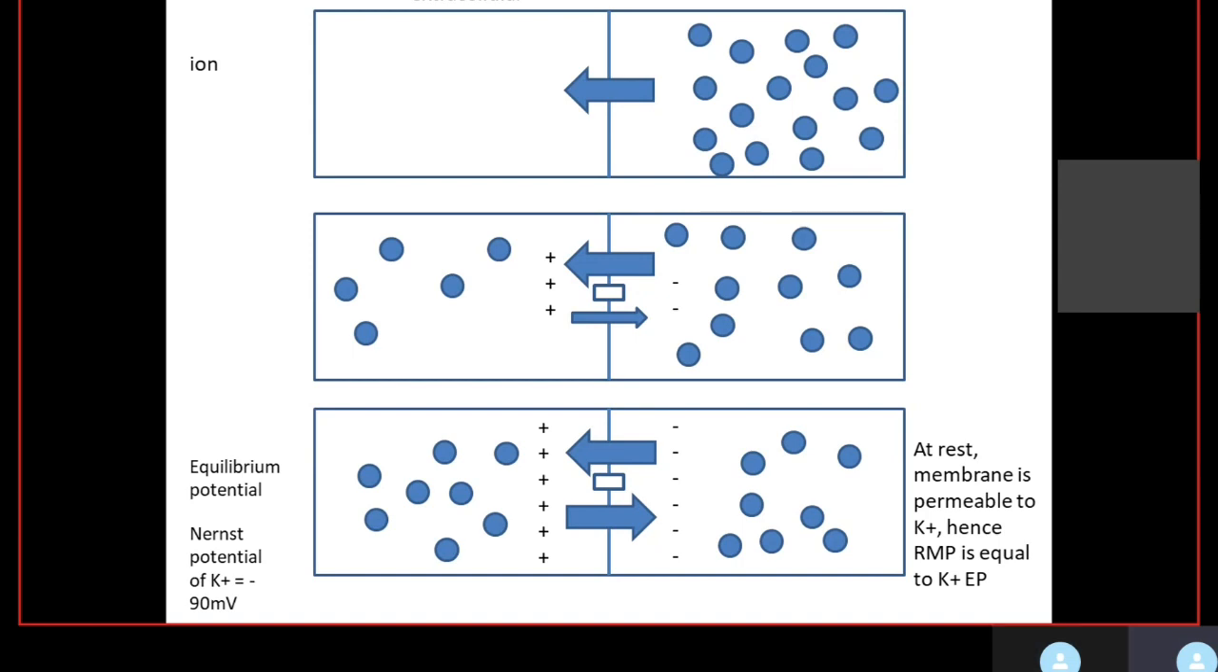Each ion has its own channels. Some of the channels are open, some of them are ligand gated, some of them are voltage gated. But the key is we make the membrane permeable to a certain ion. Whenever a membrane is permeable to an ion, the movement of the ion will drive the membrane potential towards its equilibrium potential, right?